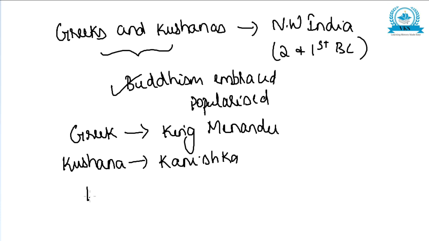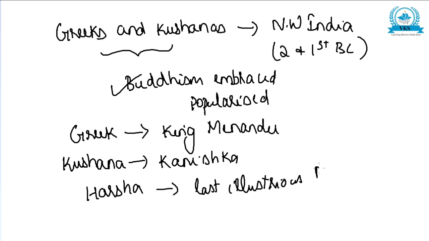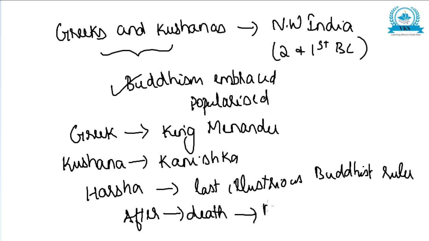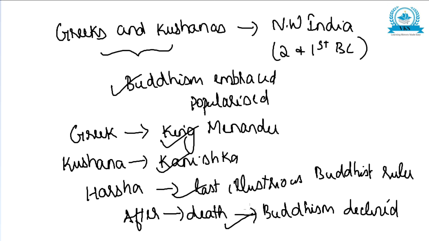Now again, Harsha was the last illustrious Buddhist ruler, and after his death, Buddhism declined rapidly. So the Greek king Menander was there. After that, the Kushana king Kanishka. Then Harsha was the last illustrious Buddhist ruler, and after his death Buddhism gradually declined. So those were the main causes for the spread of Buddhism.